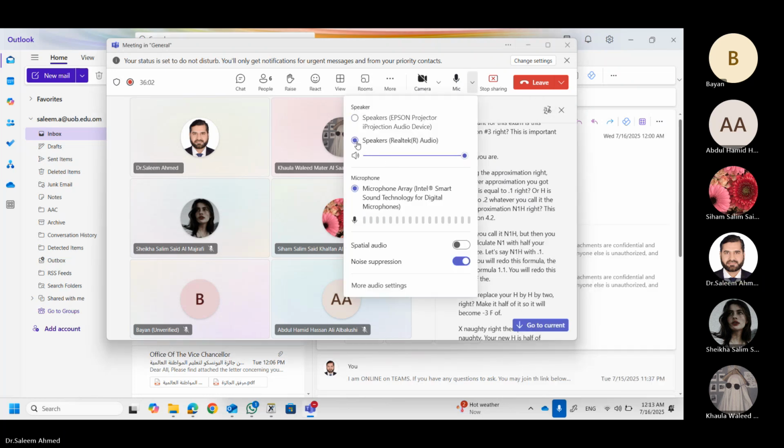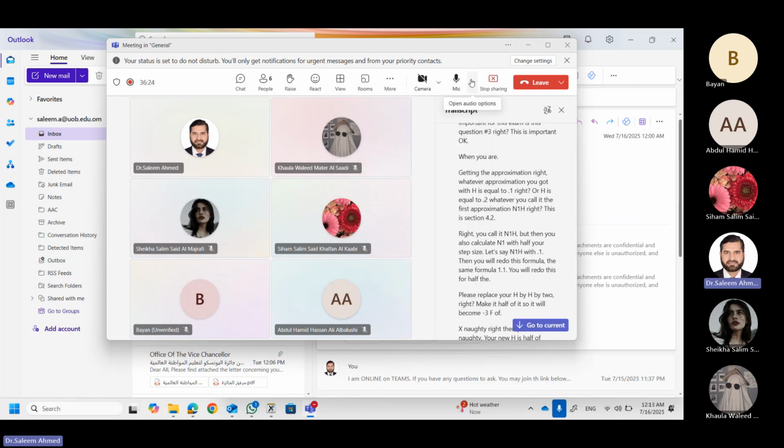Maybe. Can you speak now? I think the projector that is in room C457, I think those speakers are connected with Teams. But anyway, I think now I have selected this correct one. Now I should be able to hear you if you talk.